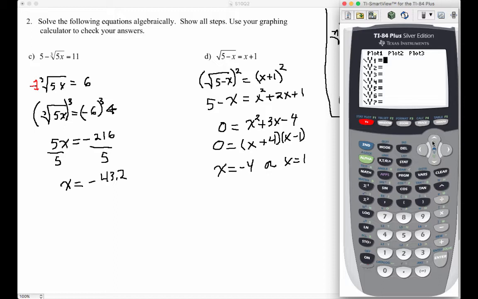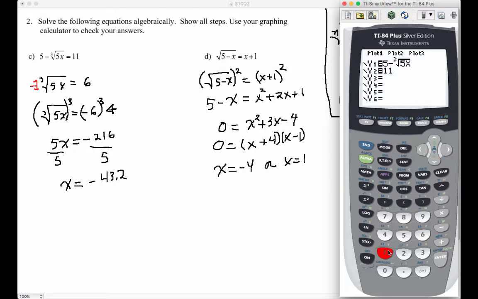And the way we're going to do it is we're just going to load it in just how it looks. So in other words, I'm going to put the left-hand side into y1 and the right-hand side into y2. So 5, subtract, and then I will go into my math menu, and I'll come down here and get my cube root, which is number 4, and I'll put in a 5x, and then into y2, we're going to put in 11.